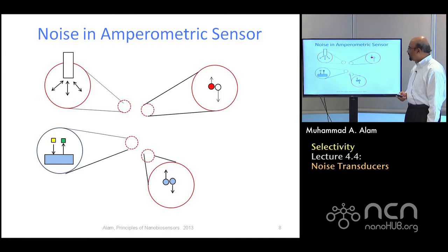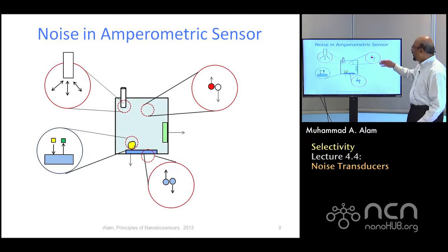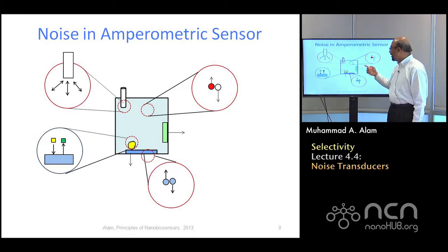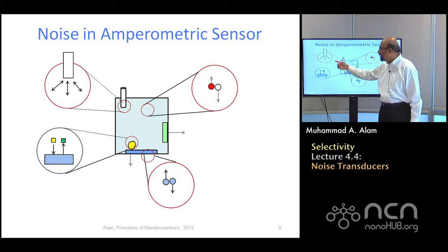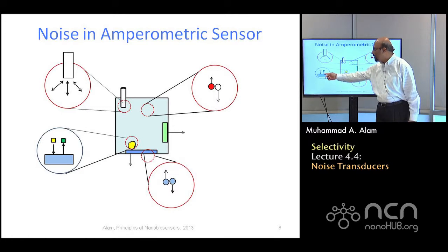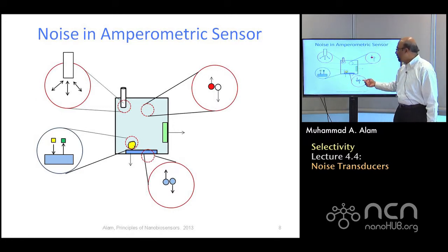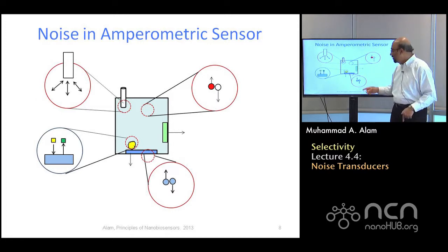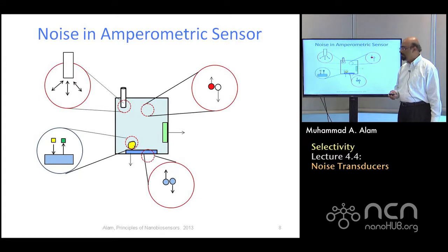The same thing happens, of course, for the amperometric sensors. Amperometric sensors have electrolyte, so there's the electrolyte noise, electrode noise, absorption-desorption noise. And of course, as electrons come in and out through the redox reaction, there is a corresponding noise source associated with it.